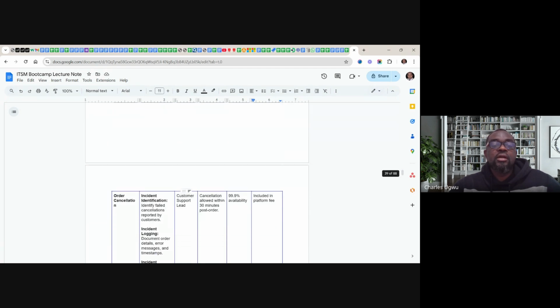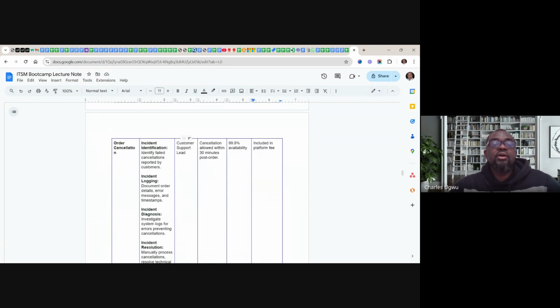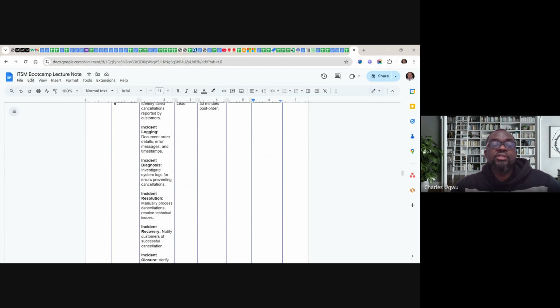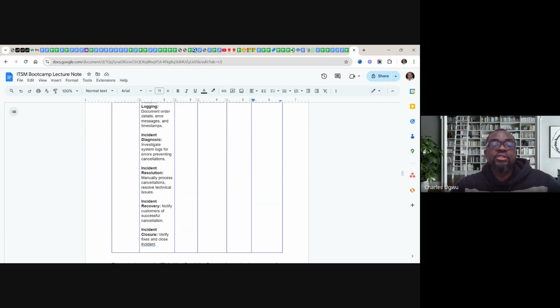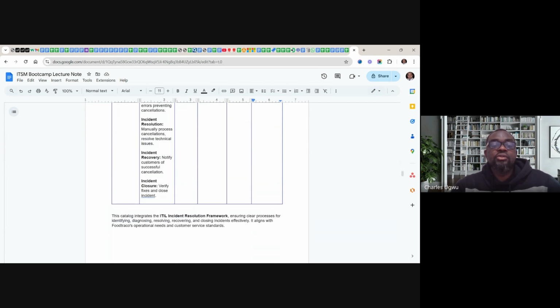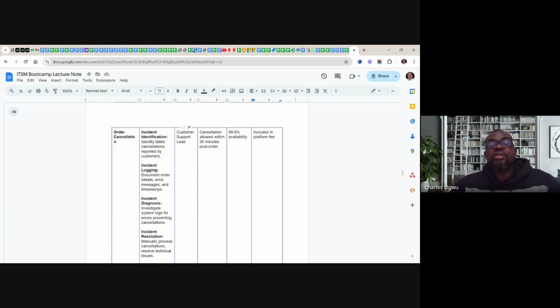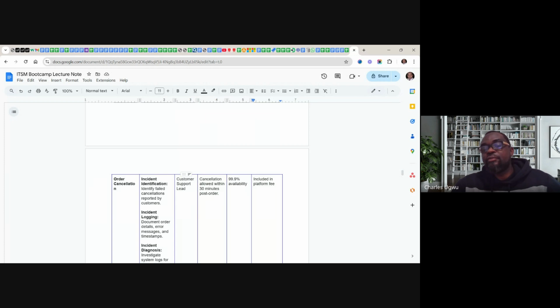We have another one, order cancellation. Under cancellation, we follow the following incident stages: incident identification, logging, diagnosis, incident resolution, incident recovery, and closure. So this catalog follows the ITIL incident resolution framework, but this is still at a high level.